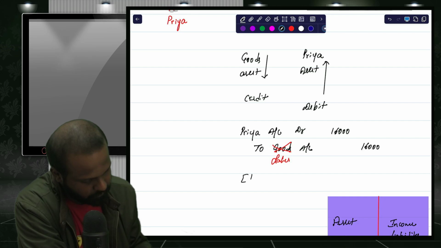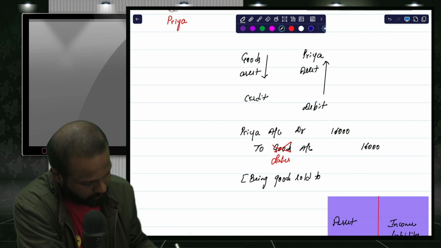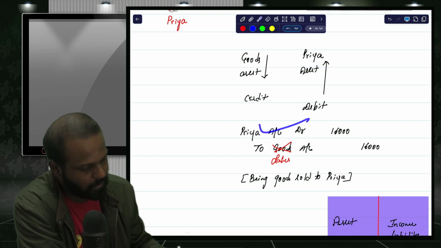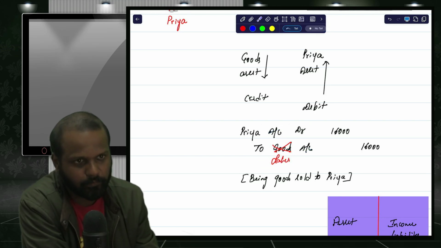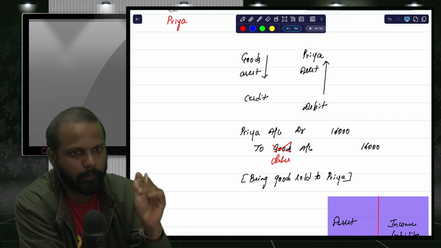So narration will be: being goods sold to Priya. Priya account debit to sales account. Don't use the name goods and all. Instead of that, use those four suitable names. Any suitable name, you have to use it.